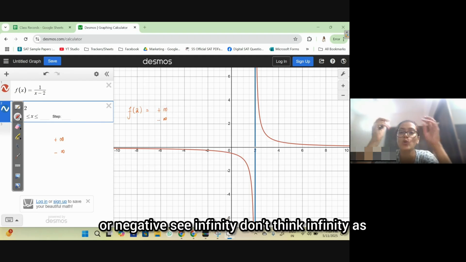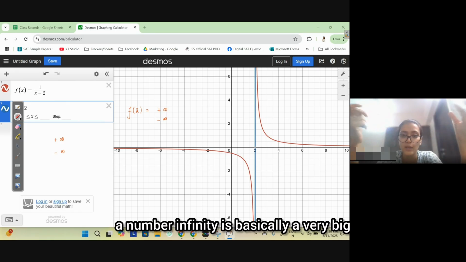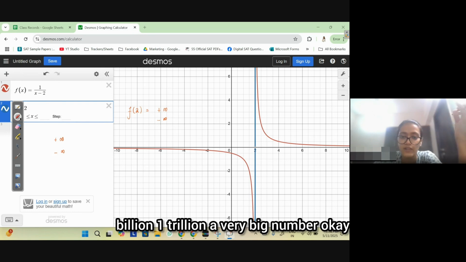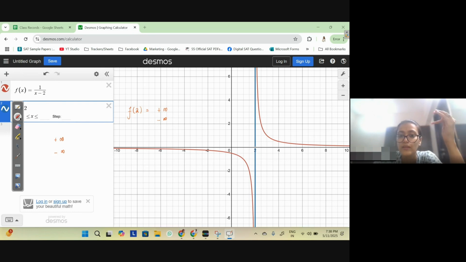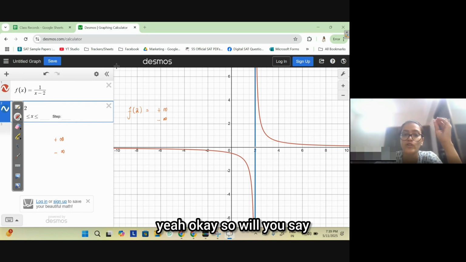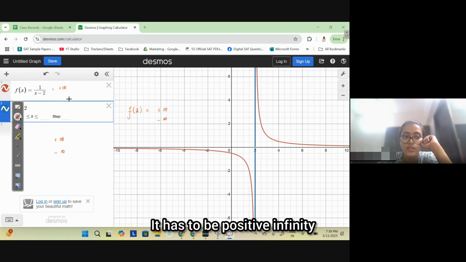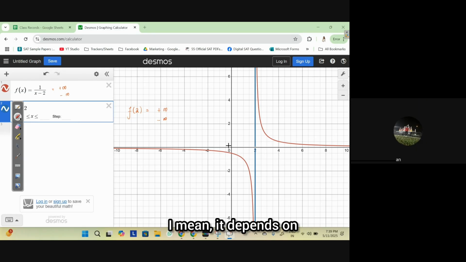See, infinity, don't think of infinity as a number. Infinity is basically a very big number, like 1 billion, 1 trillion, a very big number. So when we say infinity, it doesn't make sense. It has to be positive infinity or negative infinity. So what would you say? Will it be positive infinity or negative infinity? I mean, it depends on what side you're trying to go from, right?